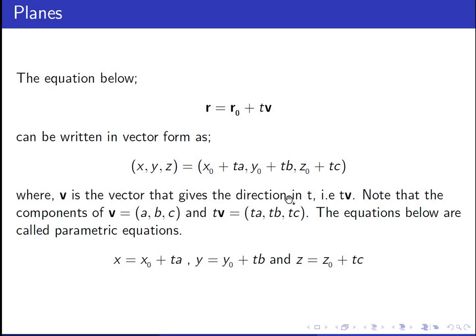As we go on, you will see that sometimes I will give you an initial point as well as the direction and ask you to find the vector form of an equation. And this is what I would like to see.